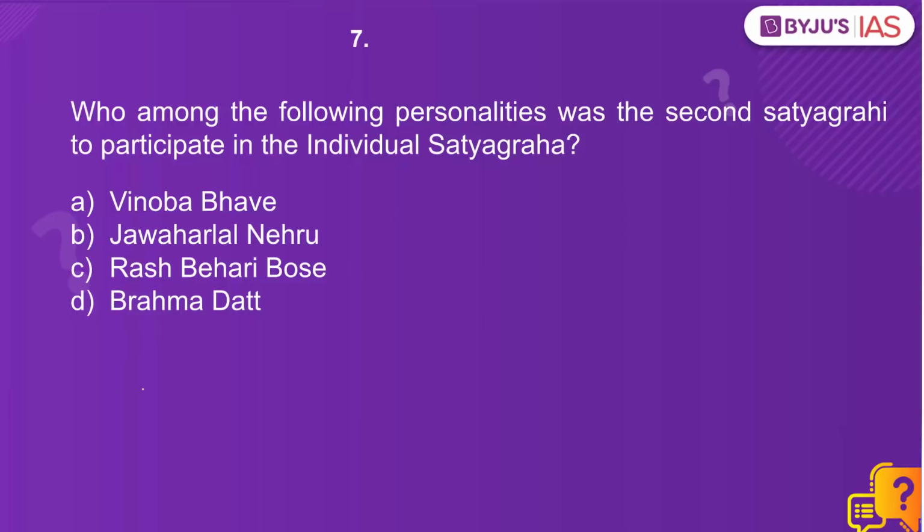Let's look at question number 7. Who among the following personalities was the second Satyagrahi to participate in the individual Satyagraha? In 1940, when individual Satyagraha was launched, the first individual Satyagrahi was Vinoba Bhave. But the question is asking who was the second one? And the second one was Pandit Jawaharlal Nehru. B is the right answer.